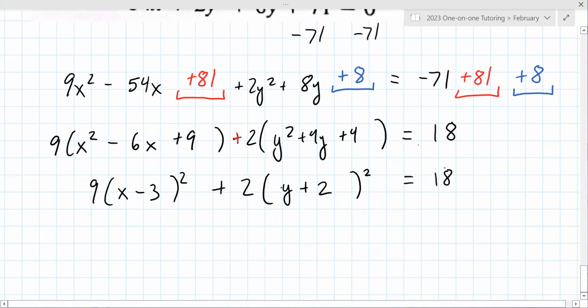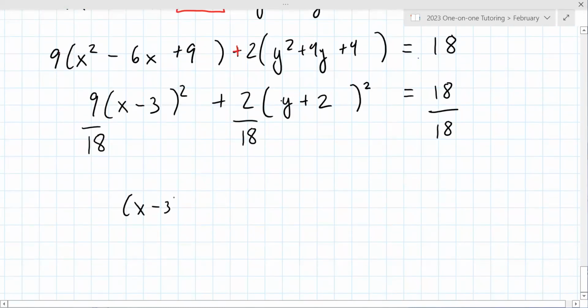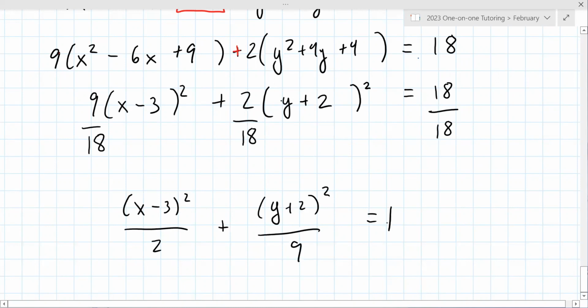Equals 18. Okay. So now you notice there's a plus in the middle. That tells you that it's an ellipse or circle, but it's an ellipse because the 9 and 2 are different. They're not the same. If they were the same, it would be a circle. So you divide everything by 18. X minus 3 squared over 2 plus y plus 2 squared over 9 equals 1.